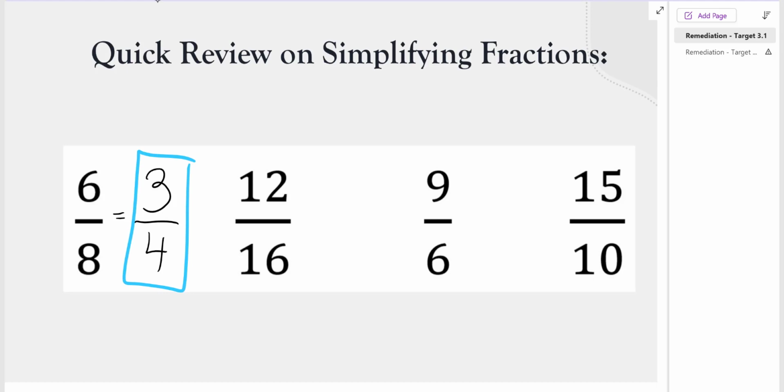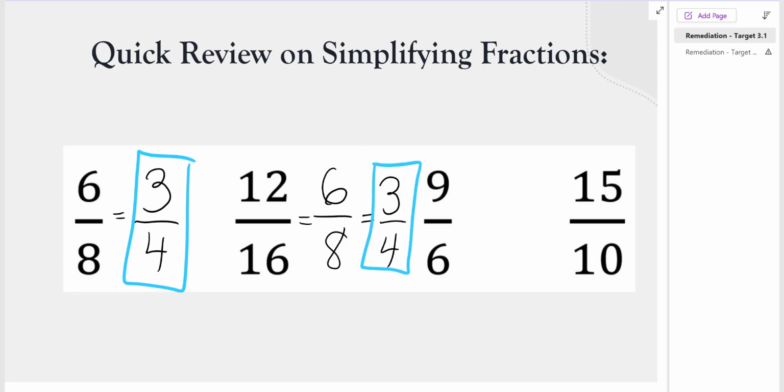Now sometimes you have to do it multiple times. So for example, half of 12 is 6, and half of 16 is 8. Well, you can do it again. Half of 6 is 3, and half of 8 is 4. And that's your simplified fraction. So although it was 12 over 16 in the beginning, you simplified it down to 3 over 4. And in math, you always want your answer to be in the simplest form.